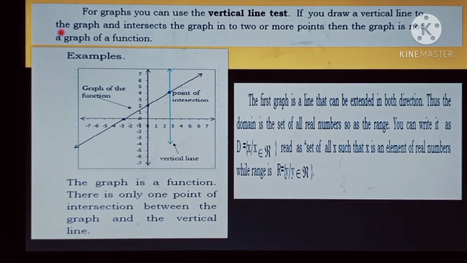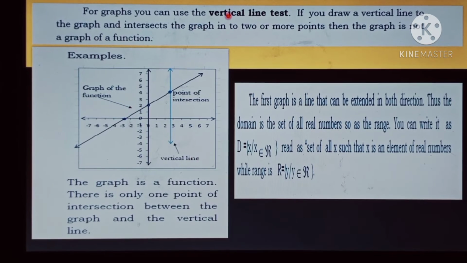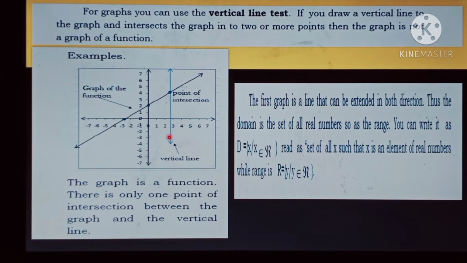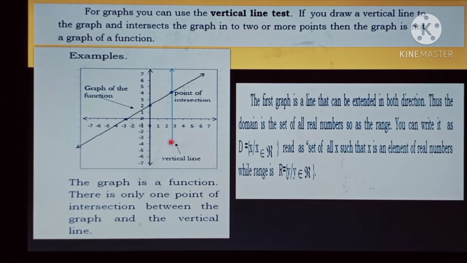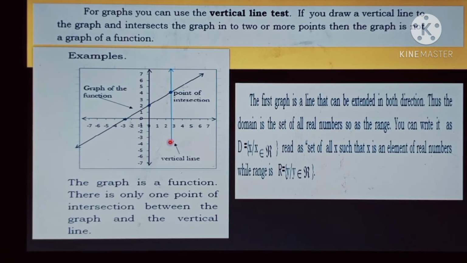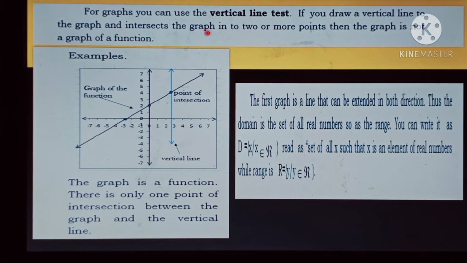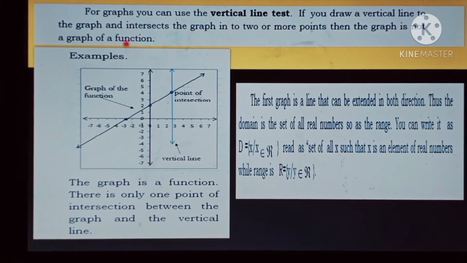So, let's have the vertical line test. So, literally, the vertical line test is the line that is vertical. So, ito yung patayong linya na magko-cross doon sa graph na given. So, usually, ginagamit natin ang vertical line test pag may given graph. No? So, sabi daw, if you draw a vertical line to the graph and intersect to the graph into two or more points, then the graph is not a graph of function.